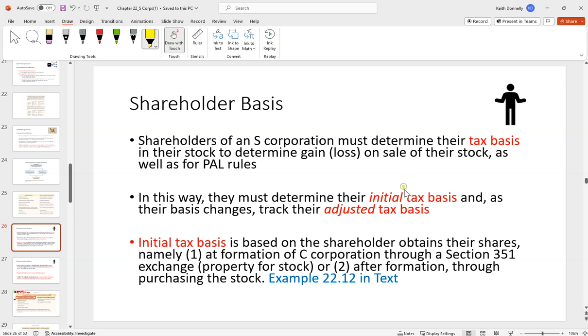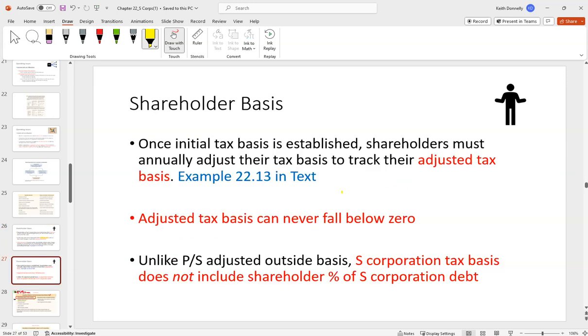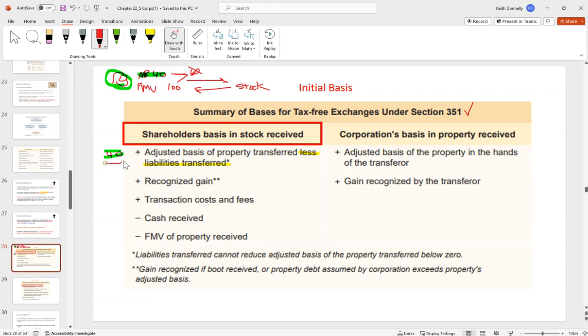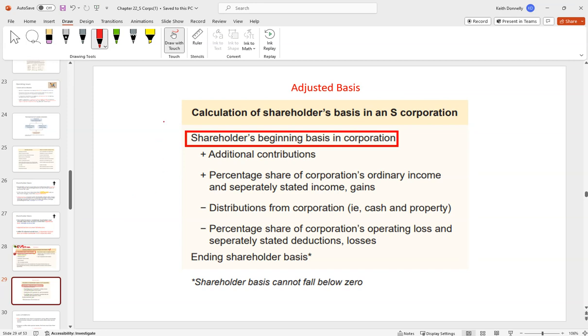Once we get our initial basis, it's going to adjust and change over time. So we can look at this right here. We have our initial basis over here. We said it was 40. We're going to have some additions to that and some subtractions. So our beginning plus our additions minus our subtractions gets us our ending.